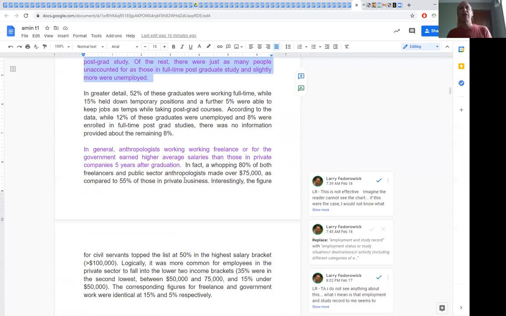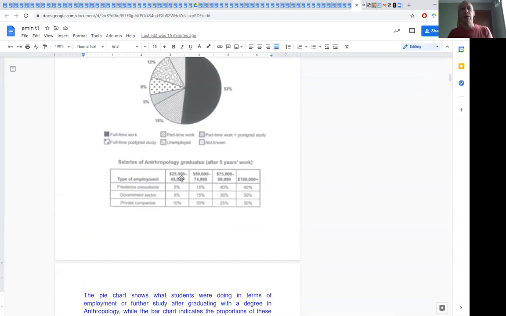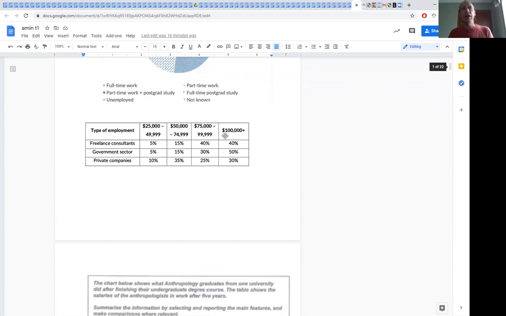But first, let's go down to the table. So here we see the table, and I'm going, oh my gosh, we've got here 4 categories of salary. Let's just say salary. That's what I thought it was. 25,000 to 50,000, 50 to 75, 75 to 100, and over 100. And 3 different kinds of people working.